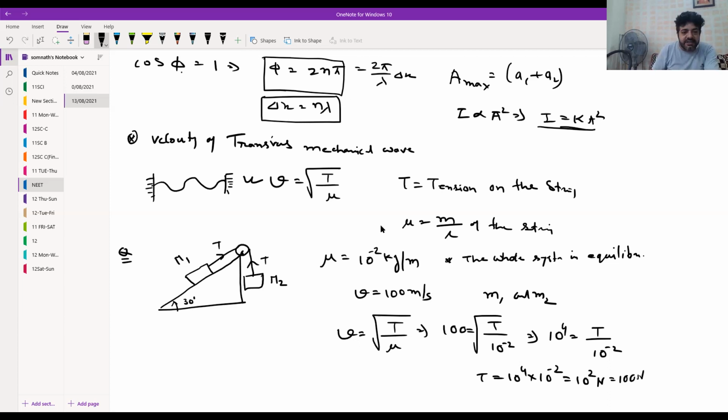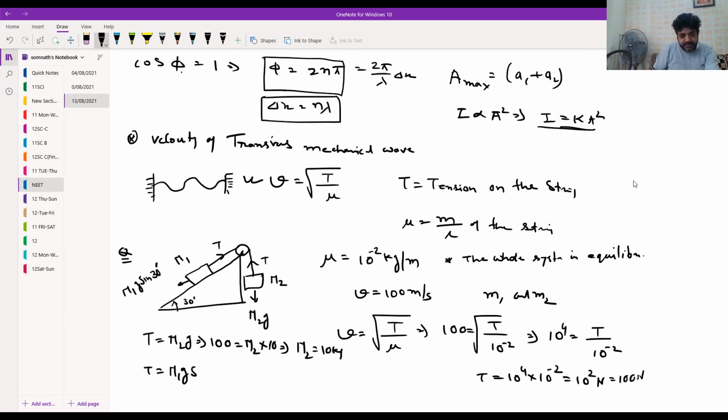Once I get this value, this is M2G, and this is inclined plane, no friction is there. So M1G sine 30 degree. So what we can say, tension equals M2G, which means 100 equals M2 into 10, that means M2 is 10 kg. Now tension equals M1G sine 30.